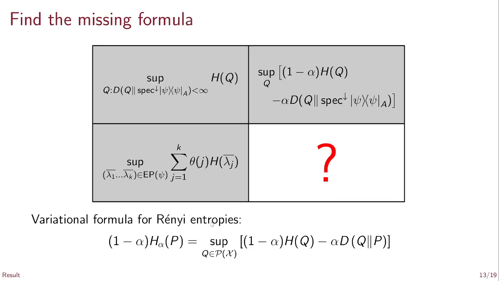So if we do this replacement, then this is how the quantities look. Also the Schmidt rank can be written in such a way, as a supremum, namely we just take the supremum of the entropies of all the distributions that are at a finite distance from the order spectrum in terms of relative entropy, which means nothing else than that the support of Q is contained in the support of the spectrum.